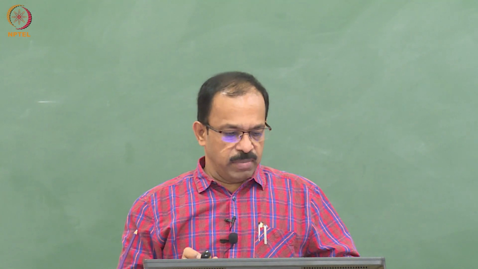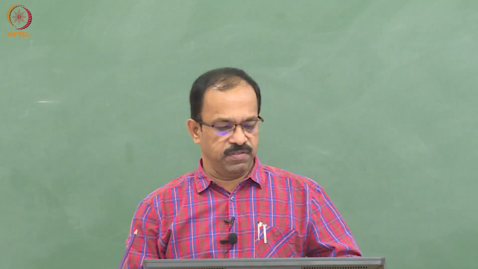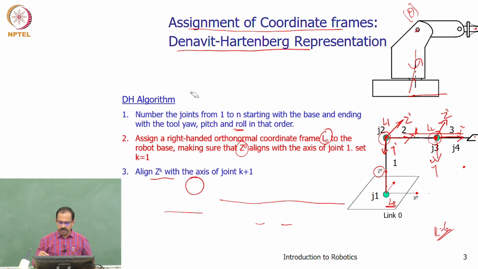So we saw the algorithm: first, number the joints from 1 to n, starting with the base and ending with the tool, with pitch and roll. Then assign a right-handed orthonormal coordinate frame to the robot base, making sure that Z0 aligns with the axis of joint 1. That is the first coordinate frame you assign. Then align the next joint axis ZK with the joint axis, and then identify the origin of the coordinate frame.